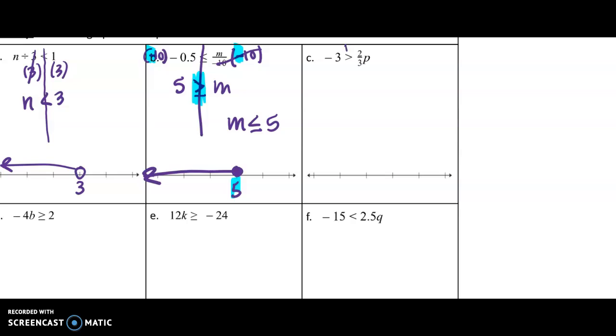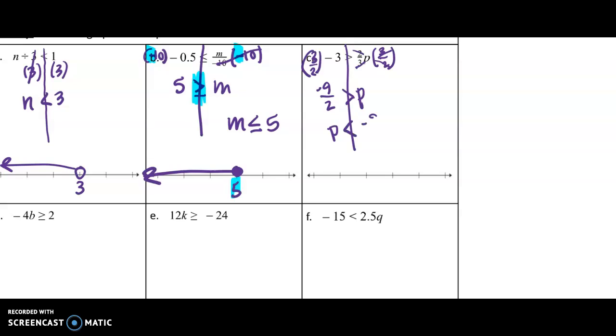Alright, so now we have 2/3 times p, so we multiply by the reciprocal, the flipped fraction, and I'm multiplying by a positive, so my inequality is going to stay the same. So the 2's cancel, the 3's cancel, and I have p, and then 3 times negative 3 is 9. That's negative 9 over 2. So I have to rewrite it so that way p is on the left, which means I need the smaller point pointing at p, so the smaller point still points at p.